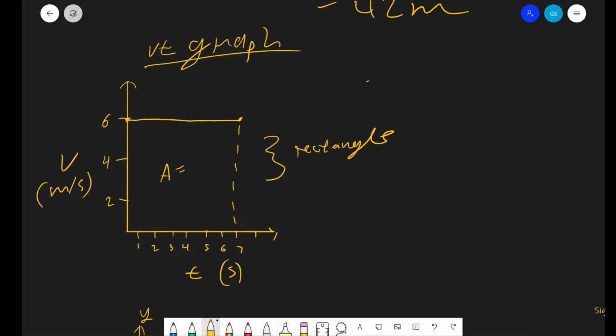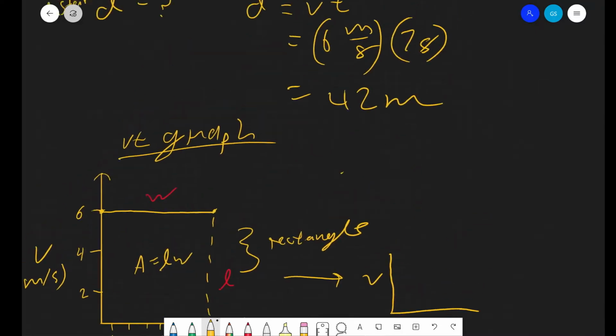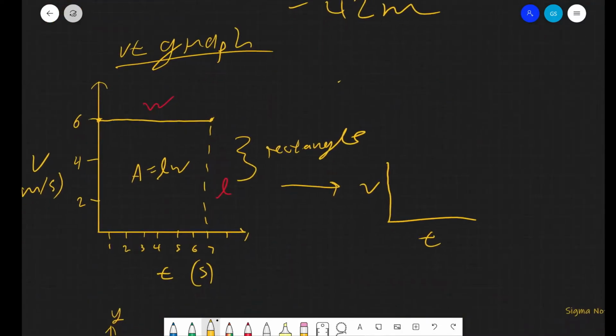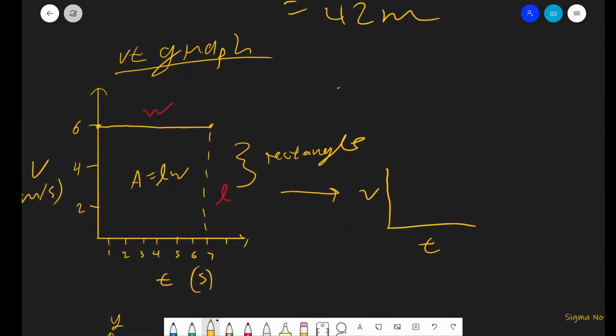Well, to start, we know that area is length times width, right? I can call this length. I can call this width. If we found the area under this graph, it would actually give us the distance. Now, how does that make sense? Well, if we look at the dimensions of this rectangle, we have time here, and we have velocity here. And we just did velocity times time, where the units cancel out, right?